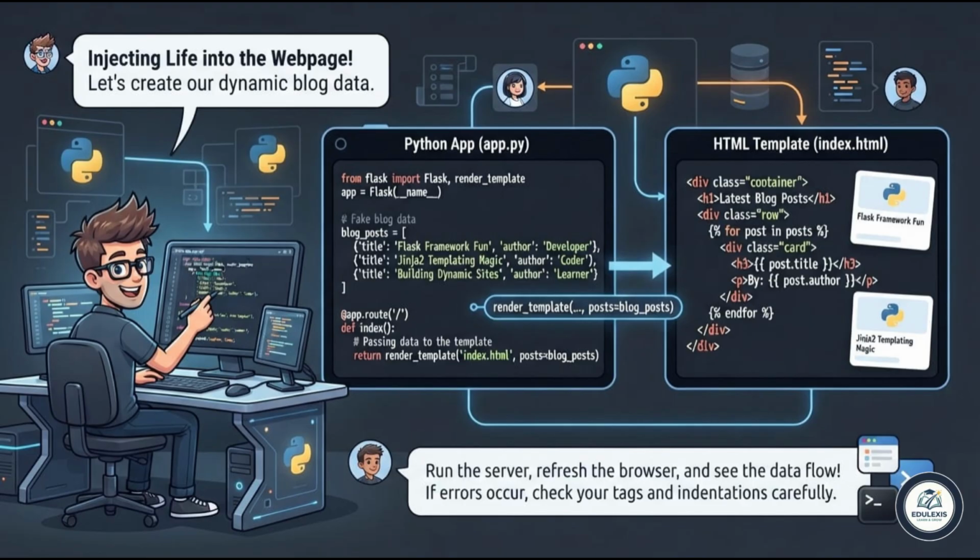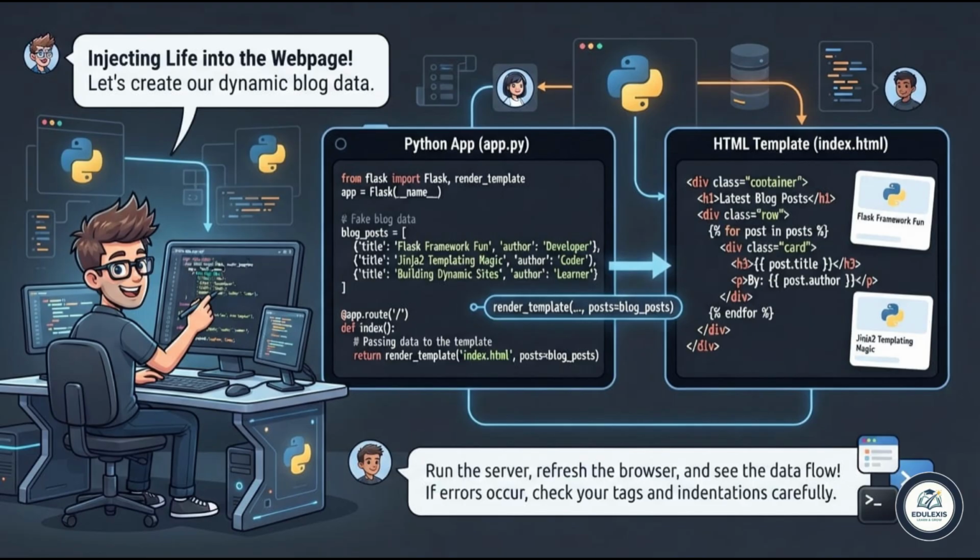Now let's inject some life into this. In your Python file, define a route that returns a list of dictionaries where each dictionary is a fake blog post. Then, in the function, pass this list to the render_template call. Back in your index.html, write the Jinja2 loop we discussed. Iterate over the posts and create a list or a series of cards in HTML.